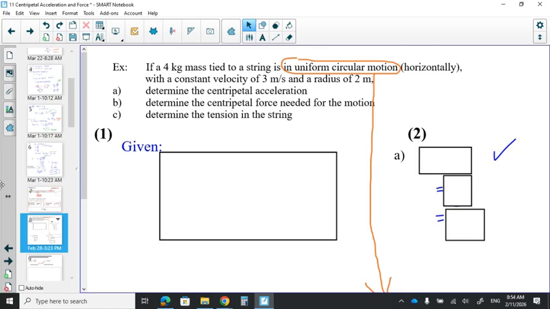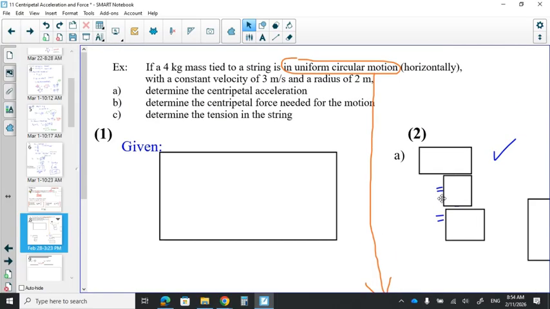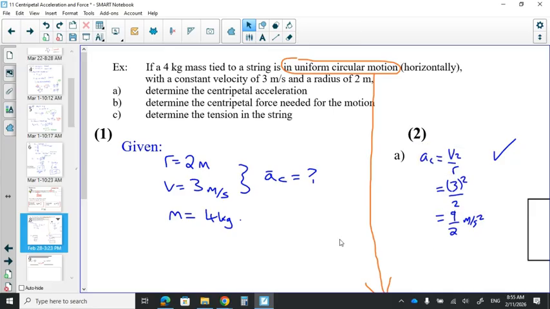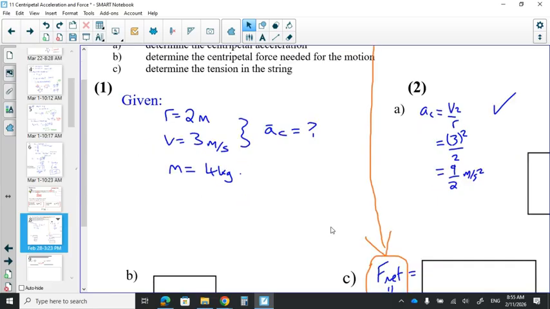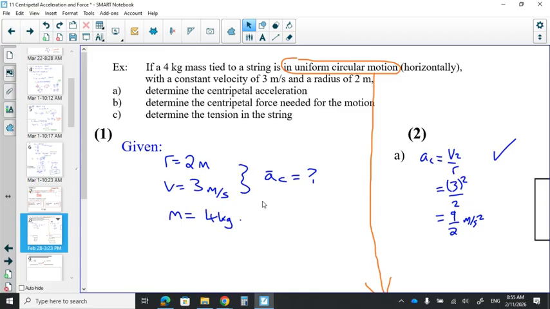Now working with those, we've got a 4 kilogram mass tied to a string in uniform circular motion. The idea right away is to say, then I know my net force is the centripetal force. We're given information, and you can just calculate things out. To get centripetal acceleration, I know that's v squared over r. So you just plug the numbers in and get your value. I just left it as 2 over 9. You can write it as 4.5, doesn't matter. Part B, determine the centripetal force.